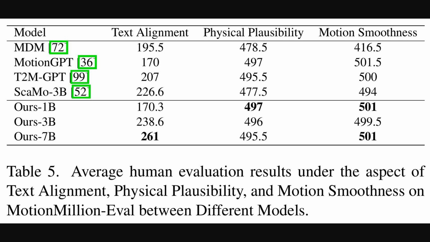But those quantitative metrics only tell part of the story. This next table gets into how humans actually perceive the results. It compares their models against others like SCAMO 3B and T2MGPT on three key aspects. First is text alignment, which is just how well the motion matches the prompt. Second is physical plausibility. Does the movement look real? And third is motion smoothness. You can see their 7 billion parameter model really excels at text alignment, scoring a 261. For the other two metrics, it's right up there with the best, showing very smooth and believable motion.